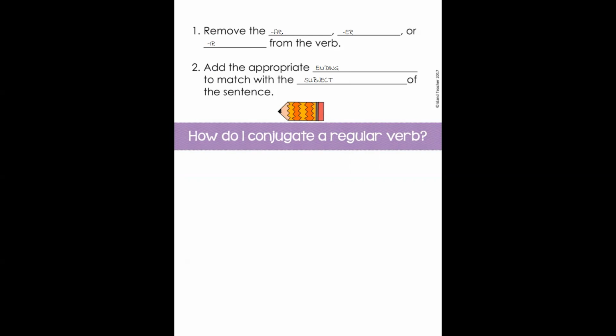Next, you need to add the appropriate ending. The ending is matched to the subject of the sentence, and the subject is the thing or person that does the action that the verb is referring to. So if I have a sentence, I run, I am the subject because I'm the person that's running.